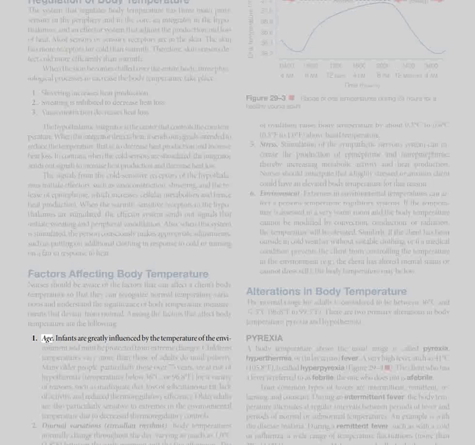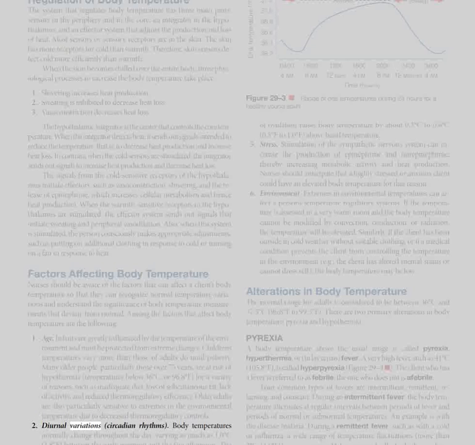1. Age. Infants are greatly influenced by the temperature of the environment and must be protected from extreme changes. Children's temperatures vary more than those of adults do until puberty. Many older people, particularly those over 75 years, are at risk of hypothermia, temperatures below 36 degrees Celsius or 96.8 degrees Fahrenheit, for a variety of reasons, such as inadequate diet, loss of subcutaneous fat, lack of activity, and reduced thermoregulatory efficiency. Older adults are also particularly sensitive to extremes in the environmental temperature due to decreased thermoregulatory controls.